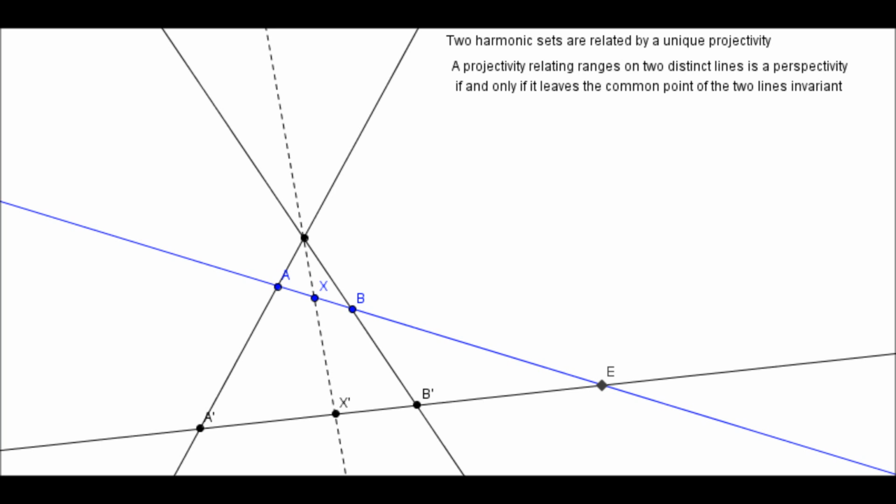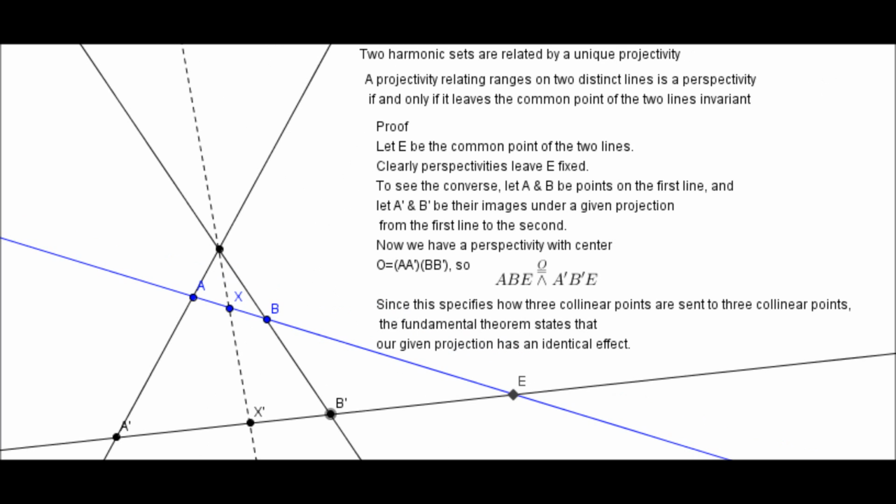Okay, so let's suppose that A and B are a couple of points on our first line, and let's let A' and B' be the images of those points under the projectivity. Now, essentially, what we have then is that this projectivity sends A to A', B to B', and E to E. So we have these three distinct points sent to three distinct points.